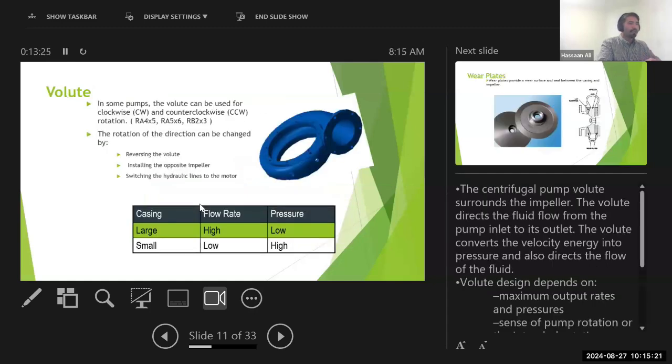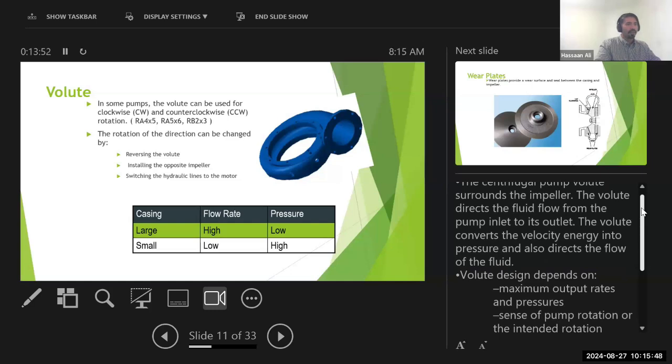Volute plays a very, very important role in the design of the pump. It can actually make or break an application, because the volute size or construction can have a big impact on your application. The volute is essentially the casing that surrounds the impeller. It directs the fluid flow from the pump inlet to its outlet. The volute converts the velocity energy into pressure and also directs the flow of the fluid, so it ensures that the flow is going in a particular direction. So you can connect your piping and the rest of the pieces of your process flow.